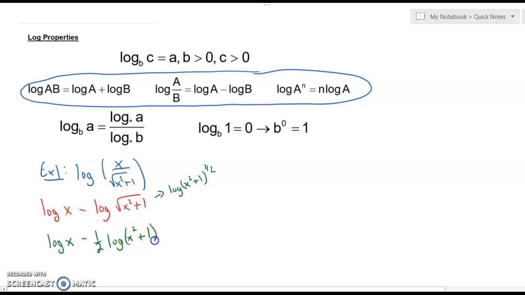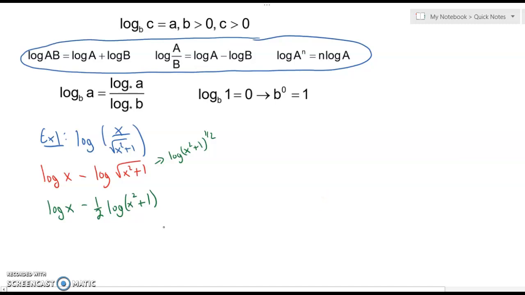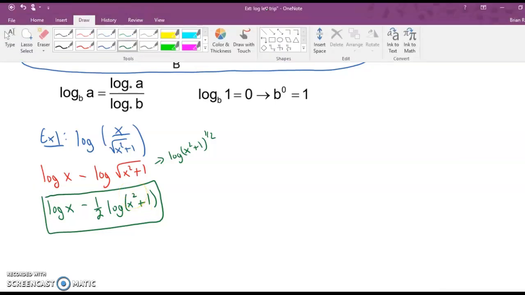And I'm going to put those in parentheses just to be clear that it's not log of x squared and then plus 1, but it's log of x squared plus 1. There's no exponent on this quantity, so there's really nothing else I can do. This isn't factorable. I think this is going to be our final answer here. Even though I've got an exponent on that too, I really can't do anything with that.